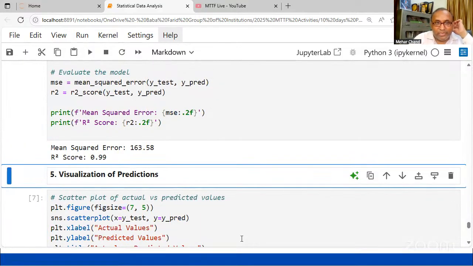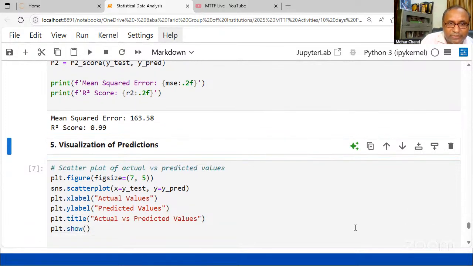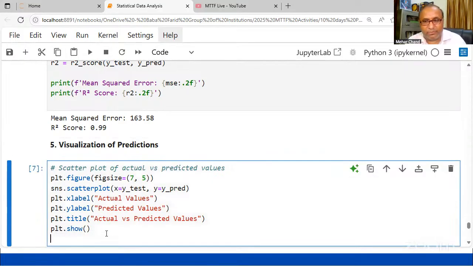So here you can see the mean squared error is 163.58 and R squared is 0.99. Both are very high. Now, visualization of the prediction. So here we will plot the values, which is again quite simple. sns.scatterplot with x equal to y_test, y is equal to y_pred, plt.xlabel, plt.ylabel, plt.title, and show, then shift and enter.